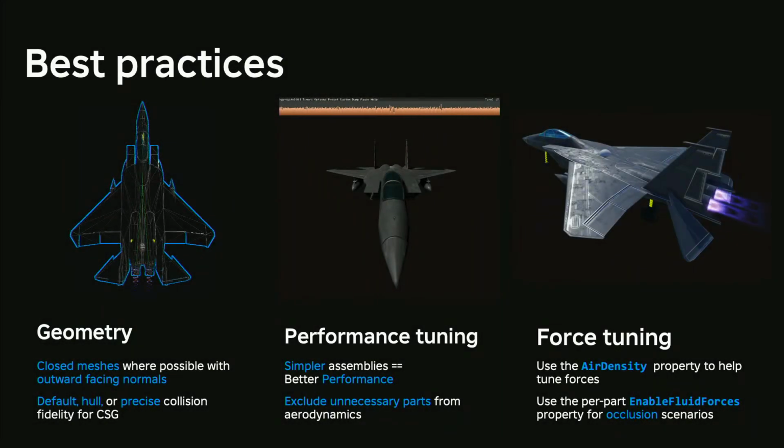Okay, cool. So now a few tips to keep in mind. We talked about a lot of cool stuff. When you're building geometry for aerodynamics, the one thing to keep in mind is to always use closed meshes, because that really helps our algorithm figure out what the mesh is doing. If you're using computational solid geometry, or CSG, remember to use default, hull, or precise collision fidelity, because that will give you the best results.